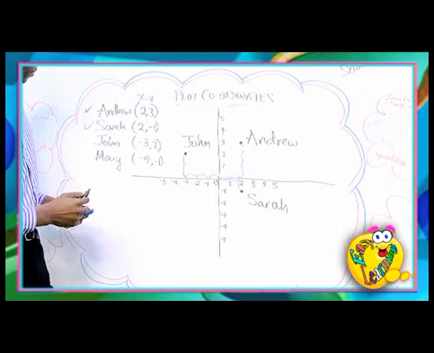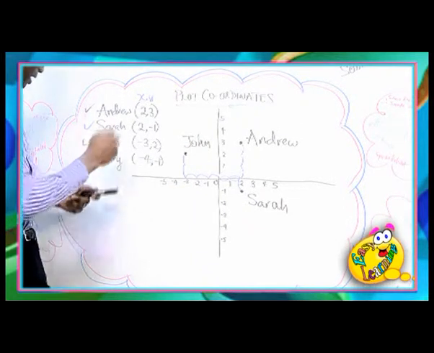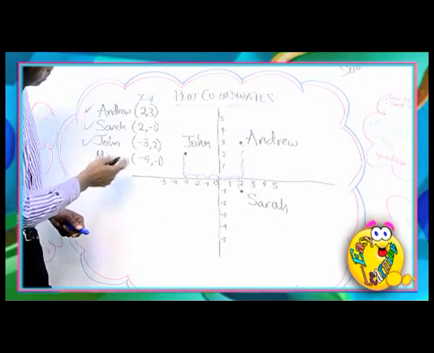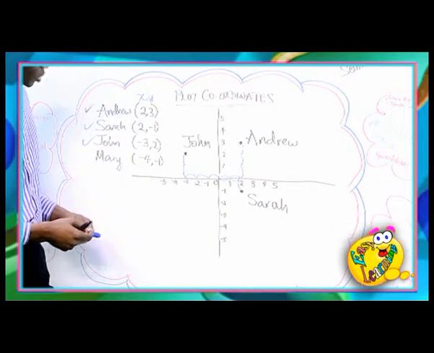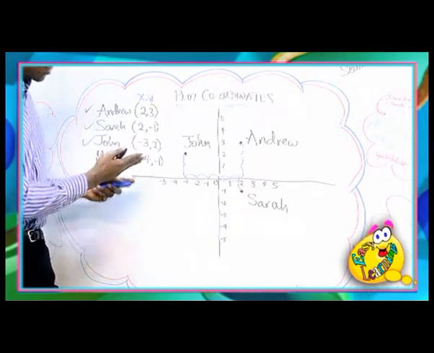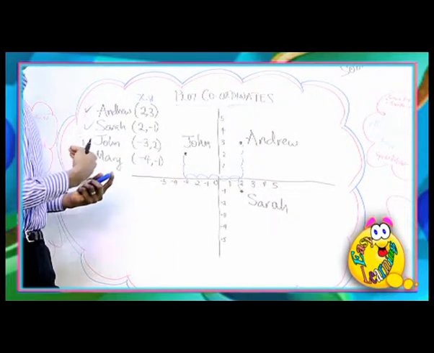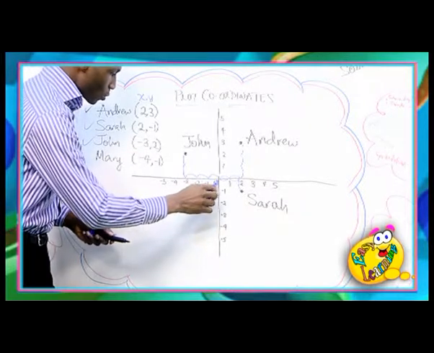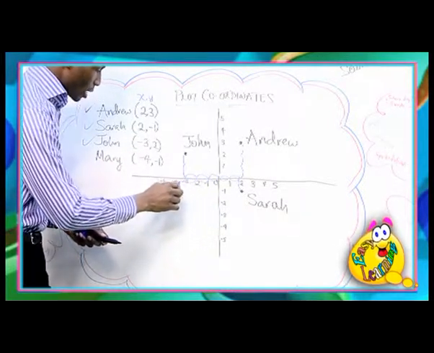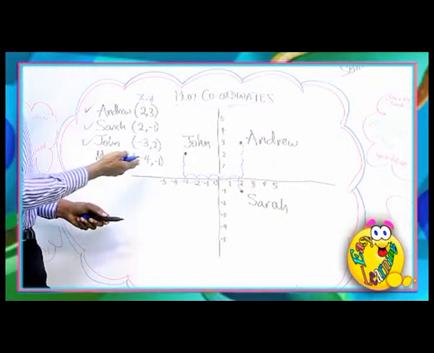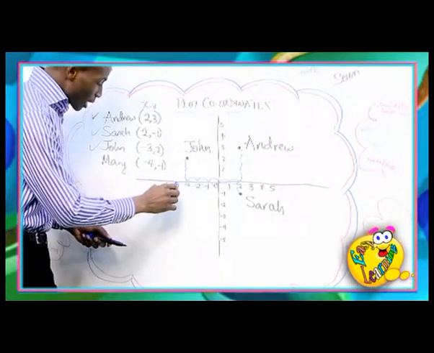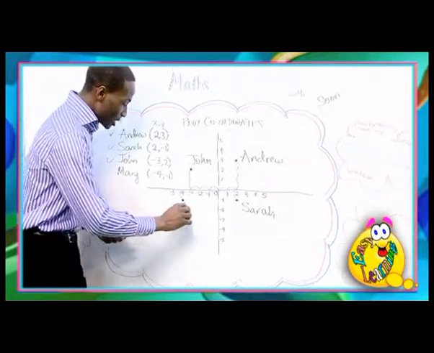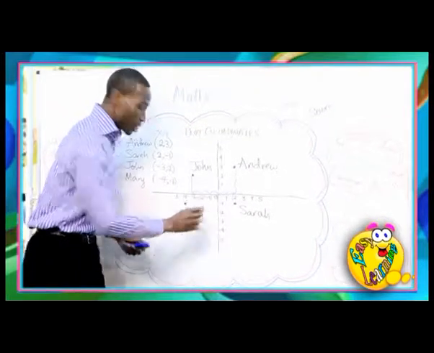And now, finally, we've got Mary. Let's give John a tick. Let's see if we can help Mary. Mary said she was at minus 4 comma minus 1. So we've got minus 4 first in the x position. We need to move towards our left. So minus 4. Let's go. 1, 2, 3, 4. And then she went minus 1 in the y direction, and that's coming down here. So this point here is Mary's location.